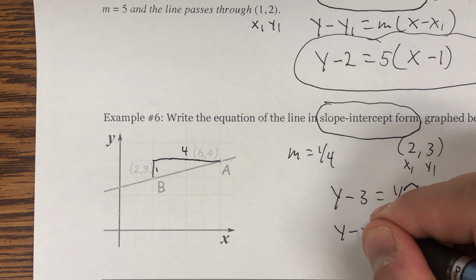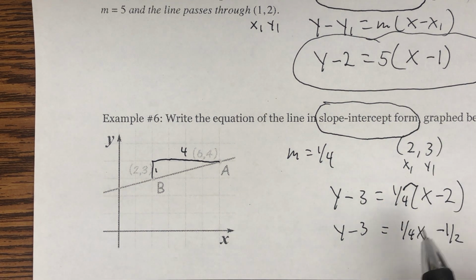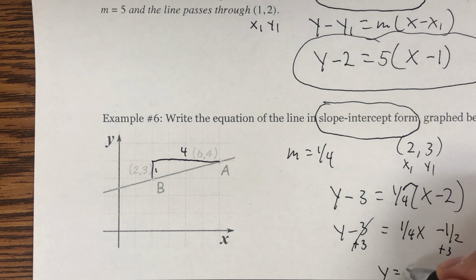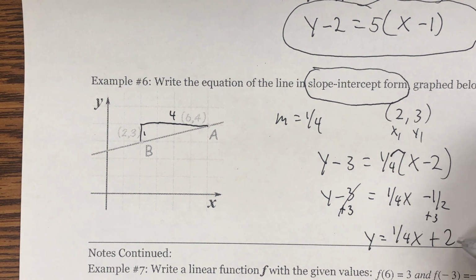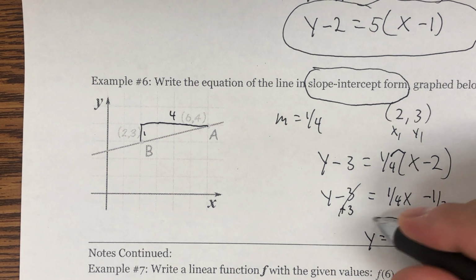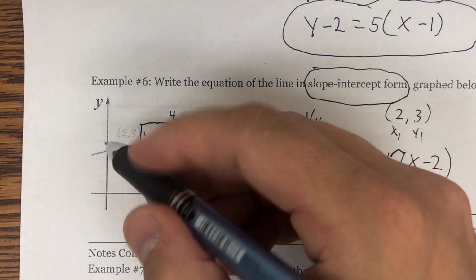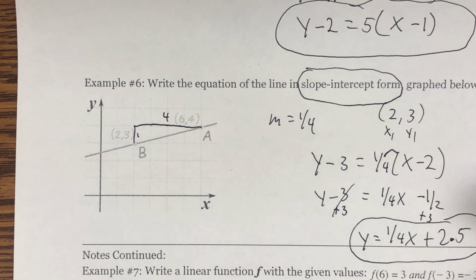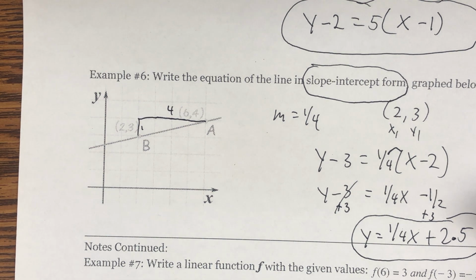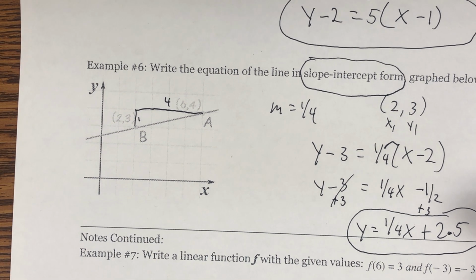equals y minus 3. Now to isolate the y, I still need to add 3 to both sides, only with the like terms. Those cancel. And I got y equals 1/4 x plus 3 and a negative 1/2, which is 2.5. So my y-intercept is 2.5. Does that make sense? Up 2.5? Yes, it does.